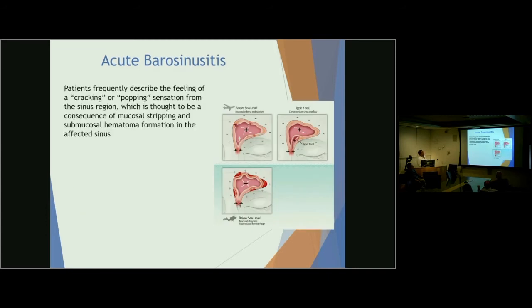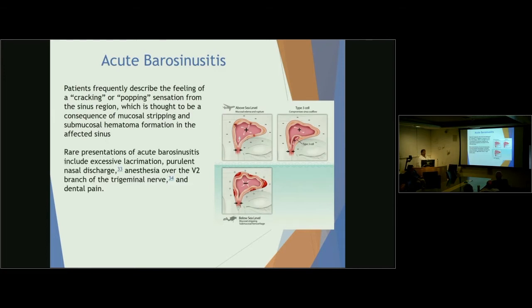So again, patients frequently describe the feeling of a cracking or popping sensation in the sinus region, which is thought to be the actual consequence of mucosal stripping and/or submucosal hematoma that happens during decompression injury or squeeze trauma.